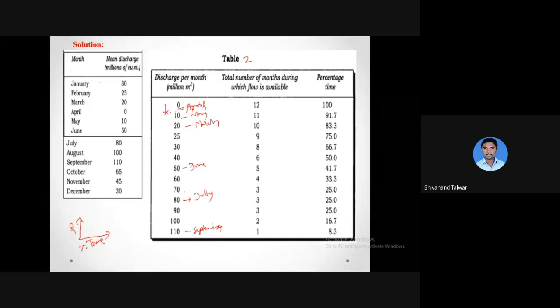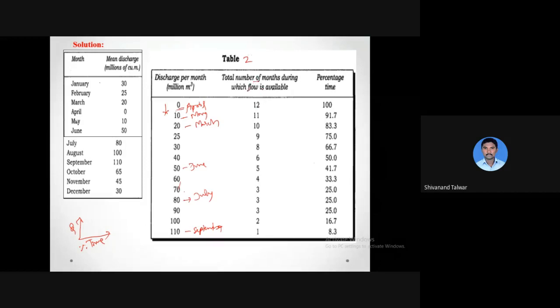Okay, that is in increasing order in downward direction. ठीक है, so 0 किसका है? अप्रैल का है. 110 किसका? सितंबर का. ठीक है, then what we are doing? Months है. Okay, months, total number of months.